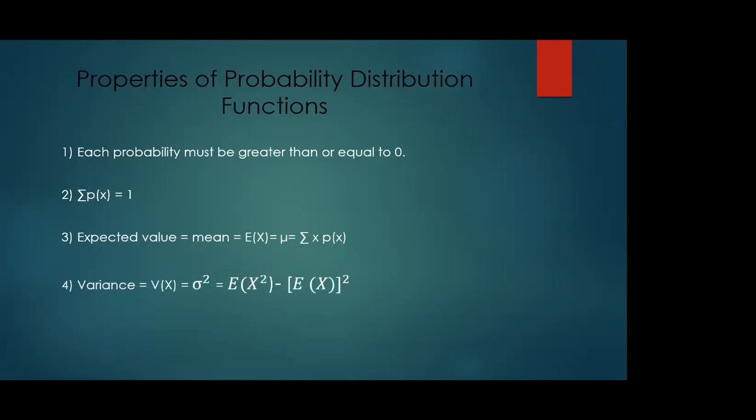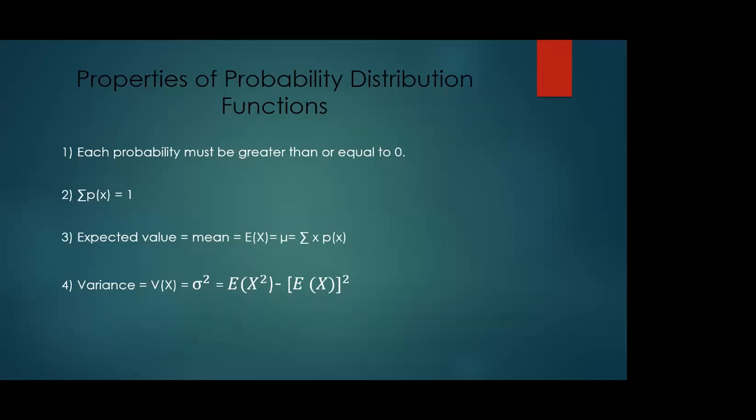Then we have our variance, which is sigma squared, equal to the expected value of x squared minus the expected value of x all squared, which represents the sum of x squared times the probability of x minus the sum of x times the probability of x, all squared.